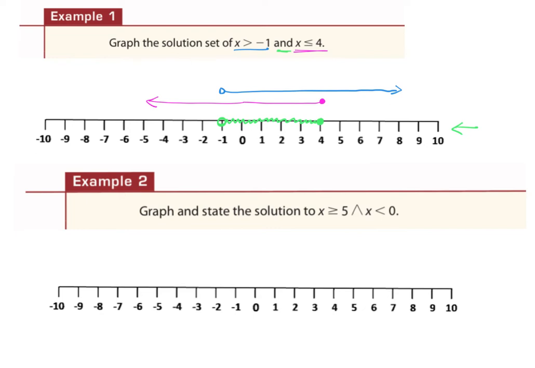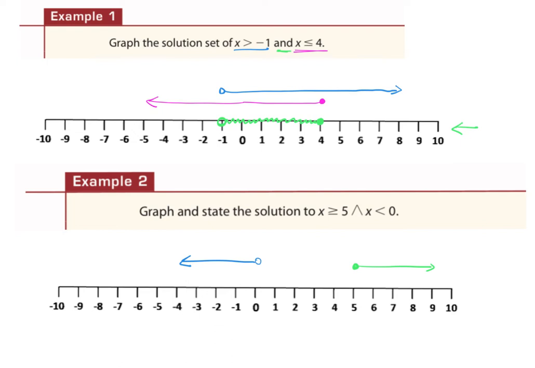I want it to be greater than or equal to +5 and less than 0. So I'm going to say closed circle at +5 and everything larger. And then open circle at 0 and everything smaller. Where do they cross?